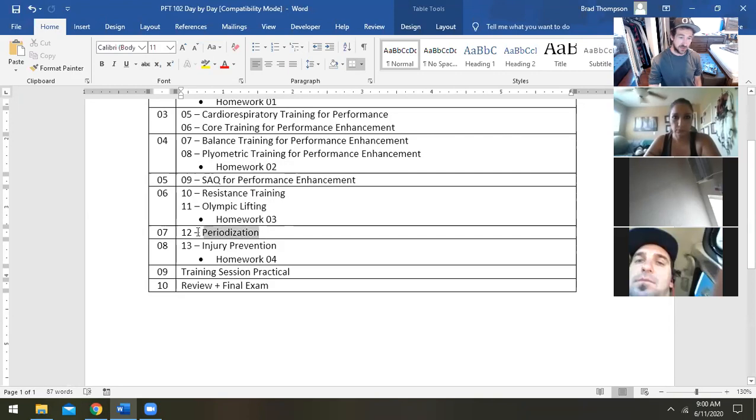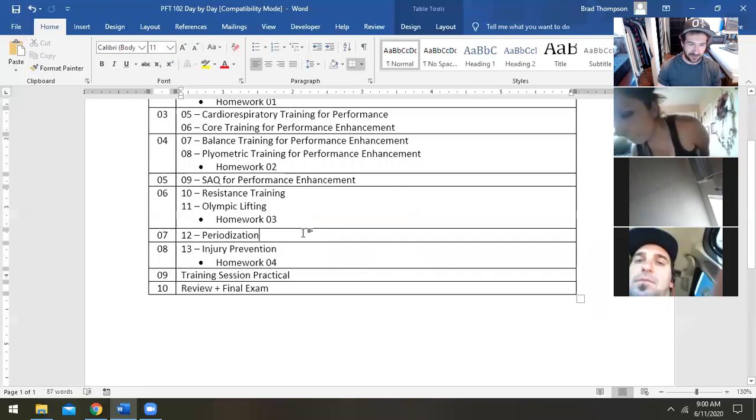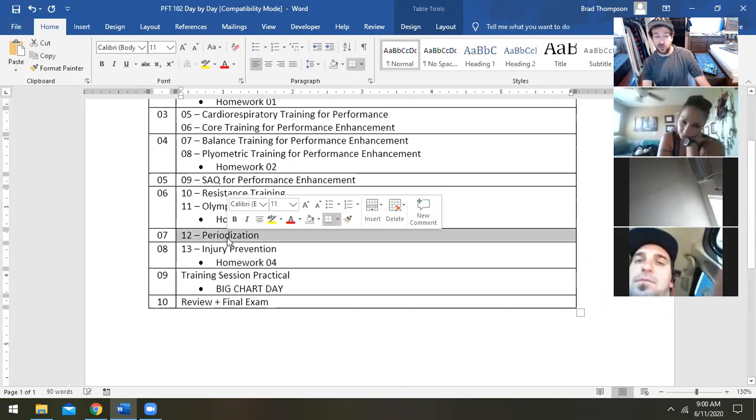Then we're going to get into periodization. This gets its own day here, which is always surprising for some people. Periodization will be where we do our big chart. Actually, I'm sorry, no, we're not. I wanted to move the big chart to the end here. So periodization is actually where we're going to finally dive down.